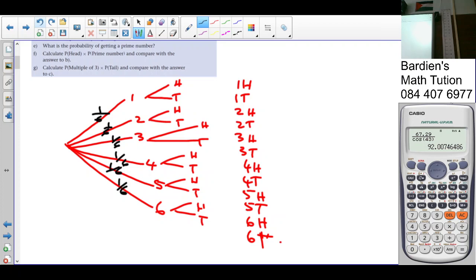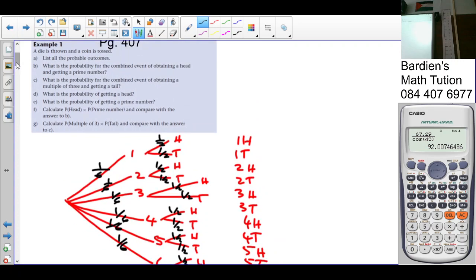Heads or tails? What's the probability of you tossing a heads? 1 out of 2. Tails, 1 out of 2. It's 1 out of 2, 1 out of 2, and so on. Okay, you all understand? Right.